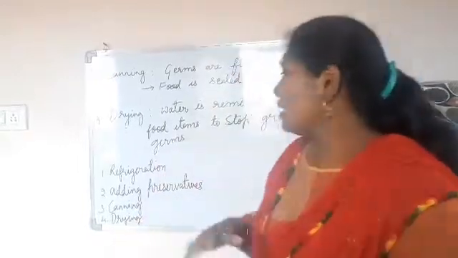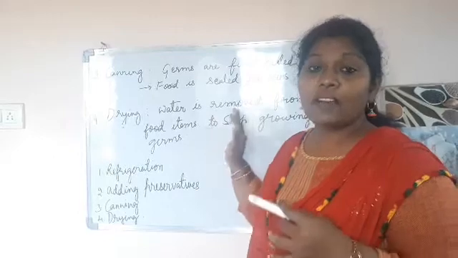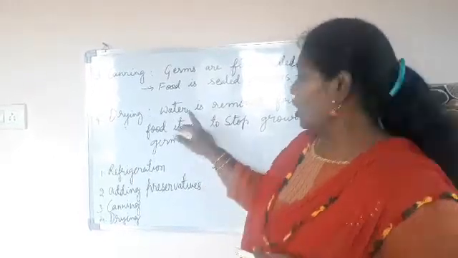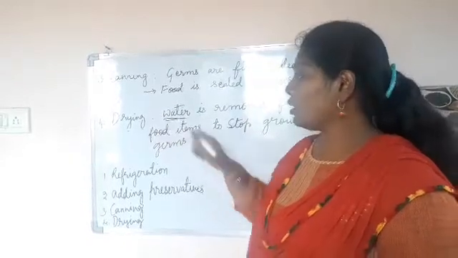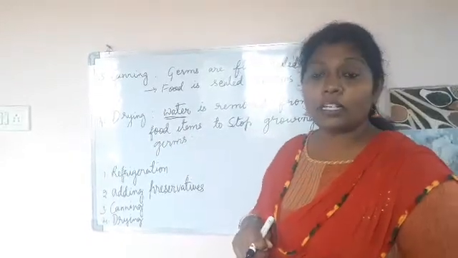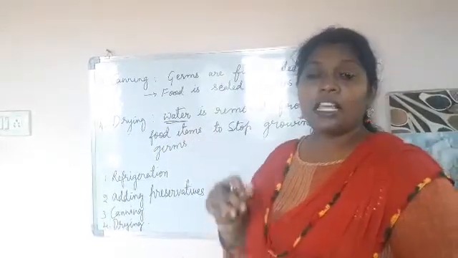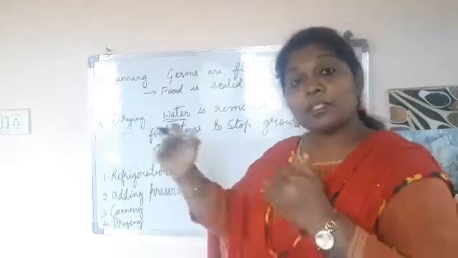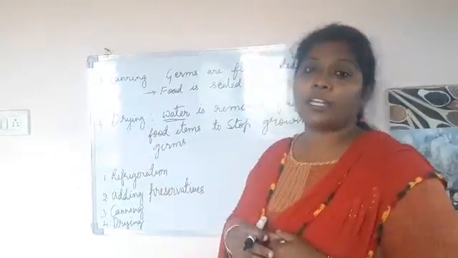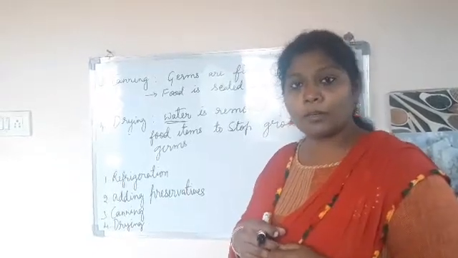Some food items, they will dry to remove the water present in them. What does the food contain, children? The food contains water. So to remove the water, they will dry the food items so that they can be stored for a longer period.